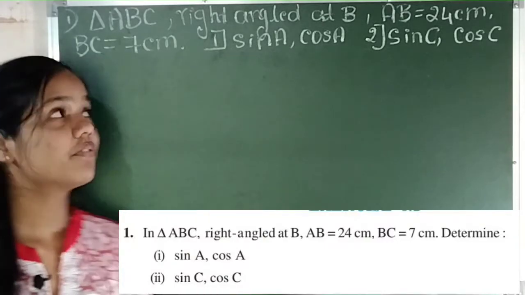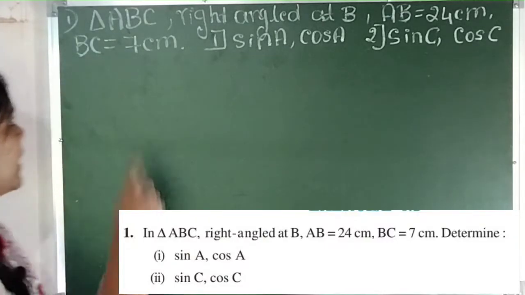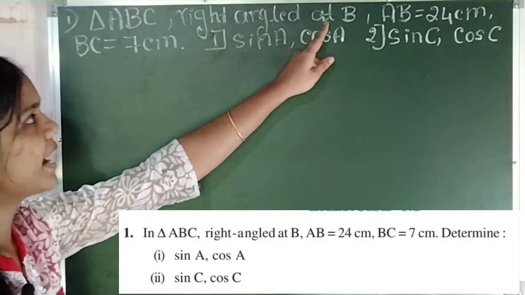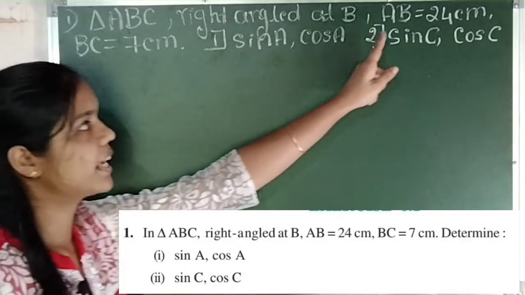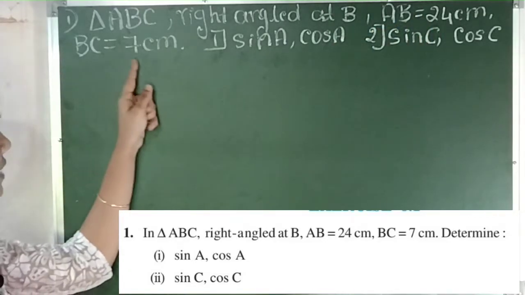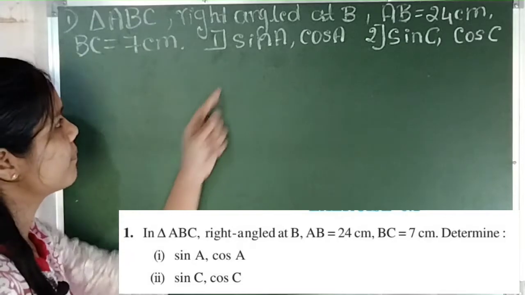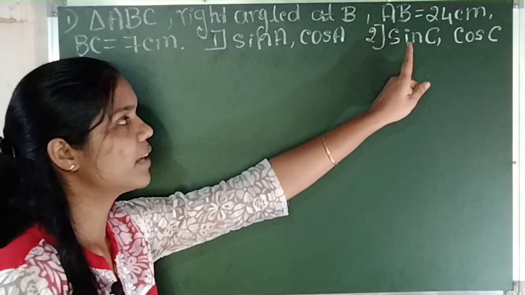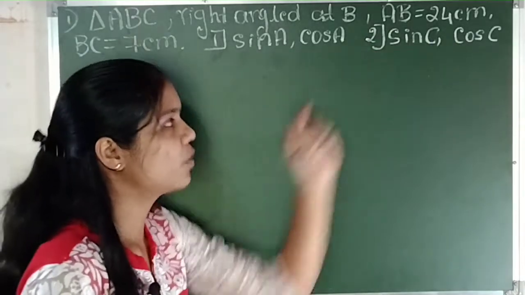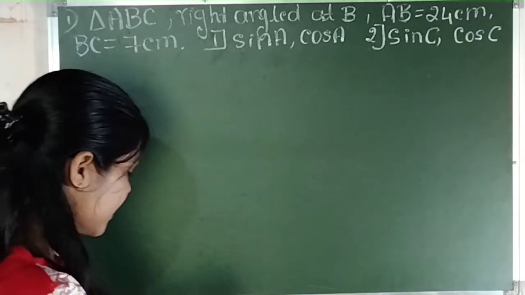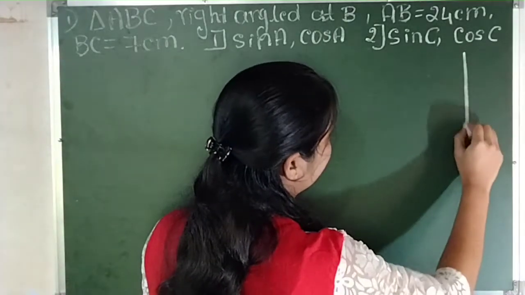So let us solve the first question. In a right angle triangle ABC, which is right angled at B, they have given the length AB is equal to 24 centimeter, BC is equal to 7 centimeter. We need to find sin A, cos A, and in the second question we have to find sin C and cos C. So first step is to draw a right angle triangle ABC.